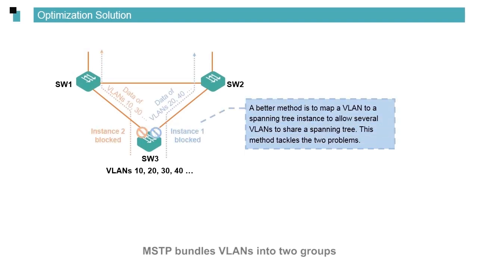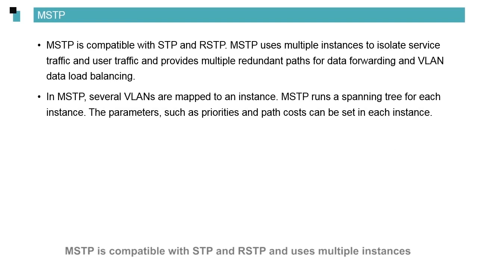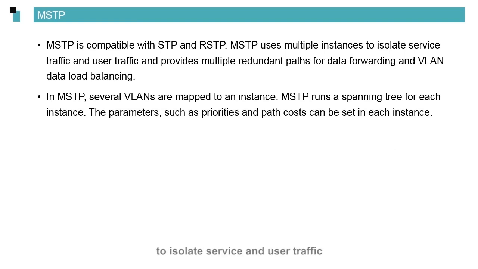MSTP bundles VLANs into 2 groups. VLANs in one group are mapped to instance 1, and VLANs in the other group are mapped to instance 2. A spanning tree is generated for each instance. Therefore, in this instance, there are just 2 spanning trees. When instance 1 is running, a port on SW3 is blocked. When instance 2 is running, another of SW3's ports is blocked. MSTP is compatible with STP and RSTP and uses multiple instances to isolate service and user traffic.